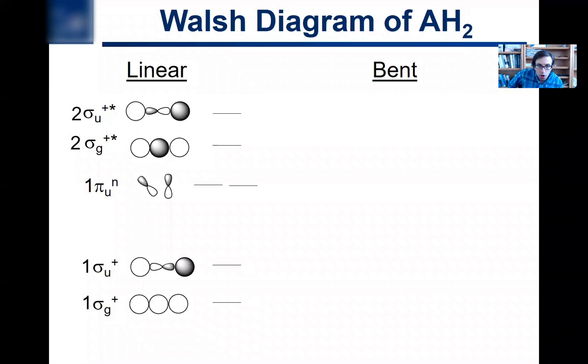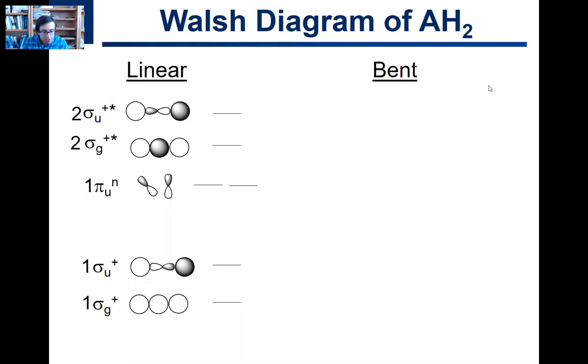So now that we've gone over the basic rules of Walsh diagrams, we can go ahead and look at this example of AH2 molecules. We started thinking about this, remember, in the context of a water molecule, whether or not it would be linear or bent, but we can apply this to a whole wide range of similar molecules, just with one piece of work.